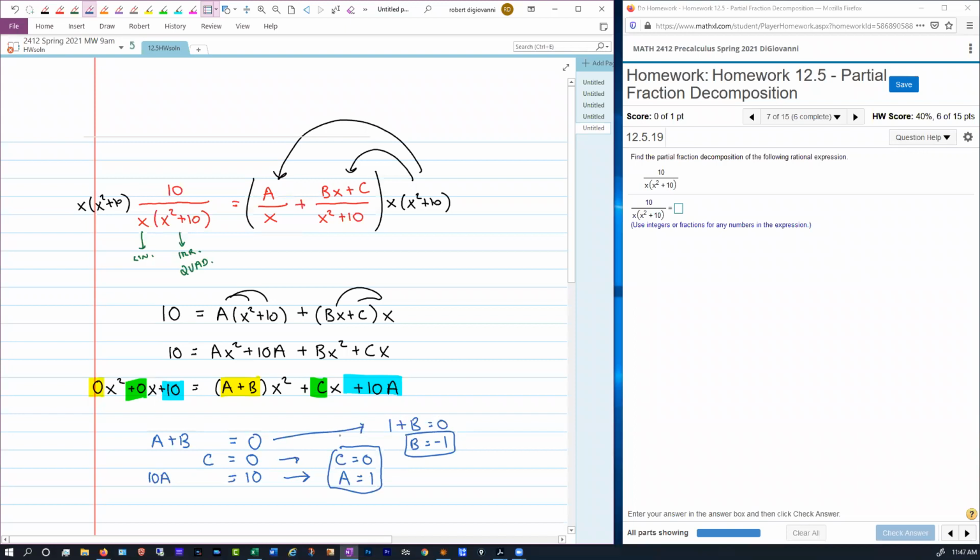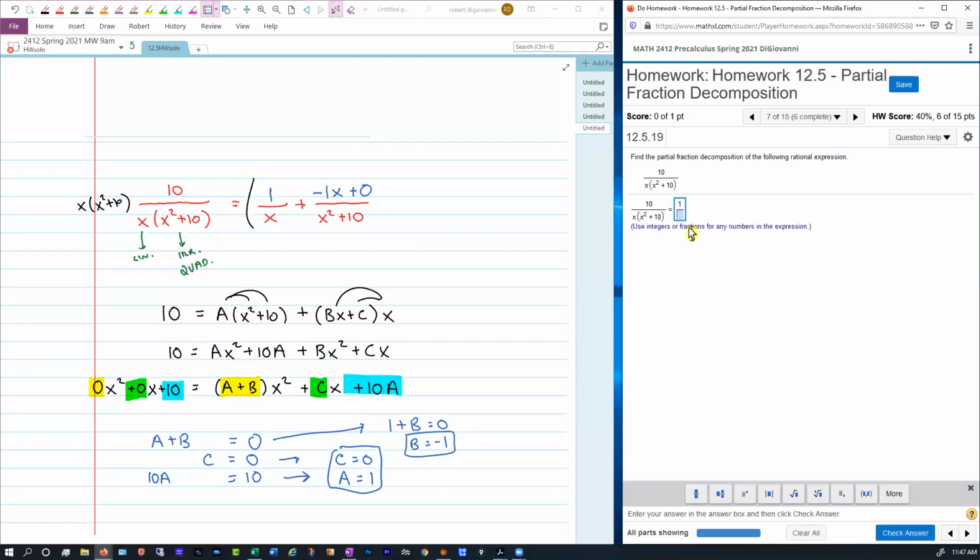So now we're just going to rewrite this. We're going to replace the a with 1, so that'll be 1, and then b was -1, so -1x, and then plus c, but that's 0. So let's try this. I'm going to have 1 over x, and then plus, the other one's going to be -x over, oh, that's not right. That's potentially going to be a problem. So let me put the negative up here, -x over x squared plus 10. There we go.